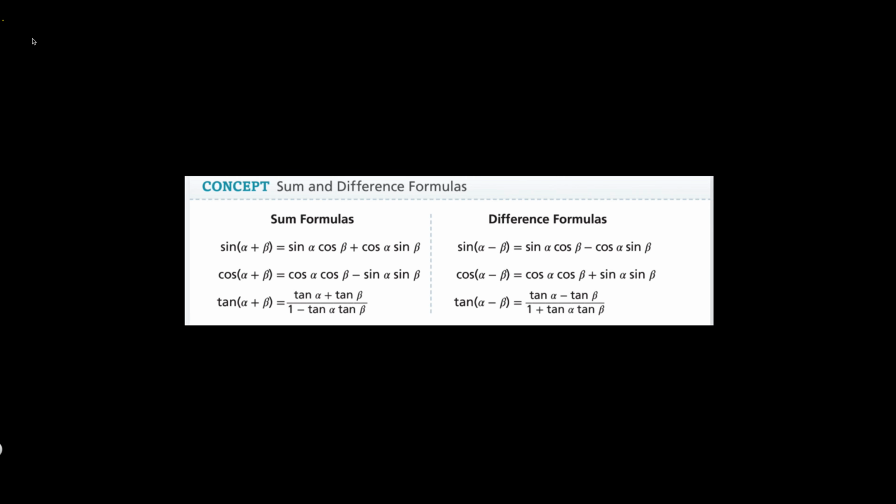All right, so let's jump in. You might want to take a moment to pause here and write these down, but we're going to jump into an example using these ideas.